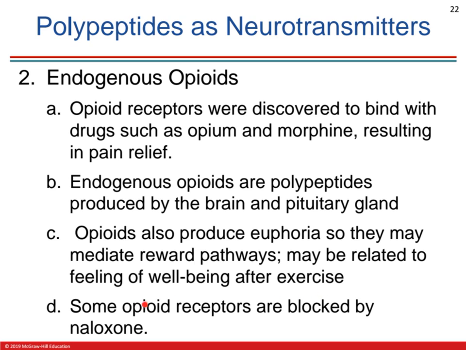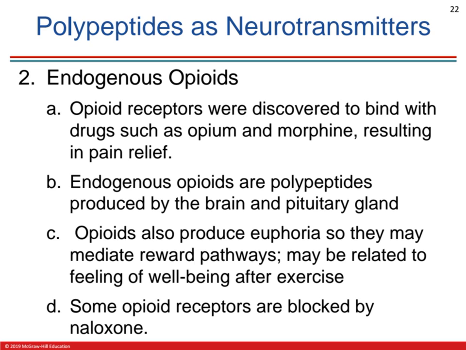Some opioid receptors are blocked by naloxone. So it turns out there are a lot of deaths by overdose of opioids because we have opioid receptors within the brainstem in regions that generate the rhythm for breathing. So those regions will essentially stop generating a rhythm when activated by opioids.